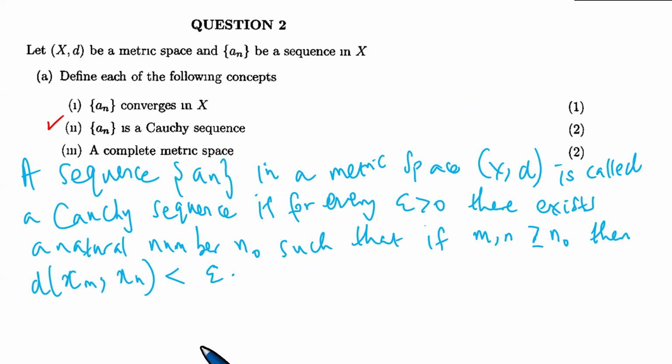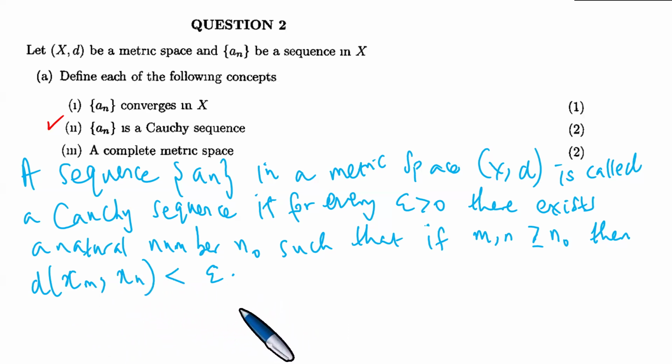Okay, we continue, please. The sequence AN in a metric space XD is called a Cauchy sequence if for every epsilon positive, there exists a natural number N sub 0, such that if M and N are bigger or equal to N0. What does it mean that M and N are bigger than N0? It means M and N approach infinity. Then the distance between XM and XN, when M and N approach infinity, is smaller than epsilon. And therefore, this sequence is called a Cauchy sequence.